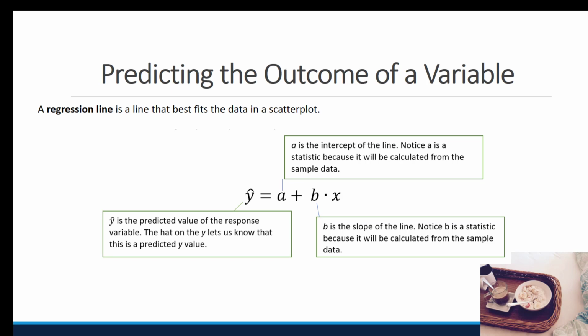Notice here is the equation, and the equation involves three different pieces. We have y hat, which is the predicted value of the response variable, a, which will be the intercept of the line. Notice that this line is going to be found using sample data, so a will be a statistic. And then our third piece is b times x, where b is the slope of the line.